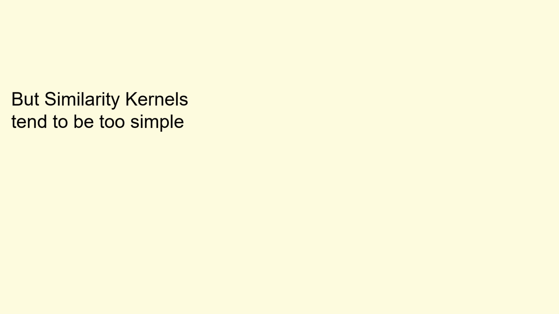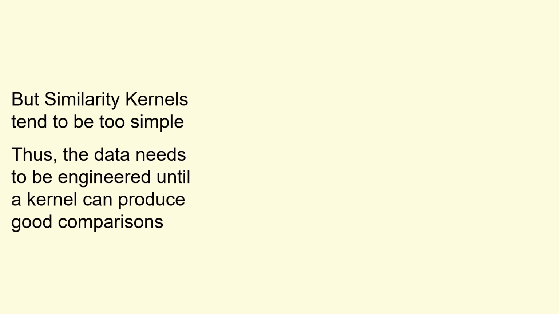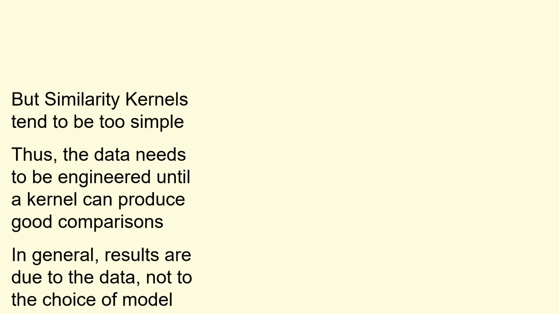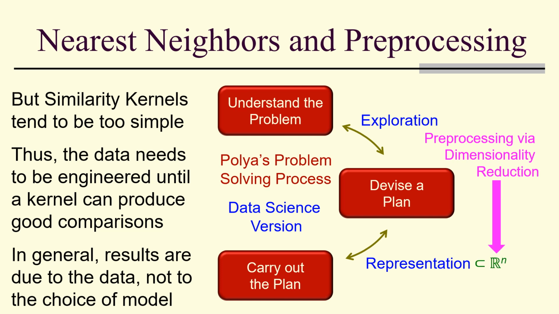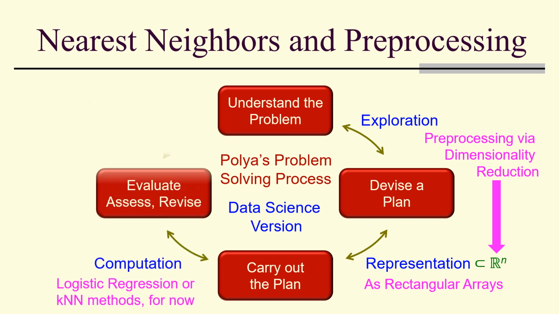But similarity kernels tend to be too simple, so the data needs to be engineered until a kernel can produce good comparisons. In general, results are due to the data, not to the choice of a model. When we look at our problem-solving process, in particular, our exploration now is going to be pre-processing via dimensionality reduction, and then we'll get representations in vector spaces as rectangular arrays, and then we'll move on to that in later modules.